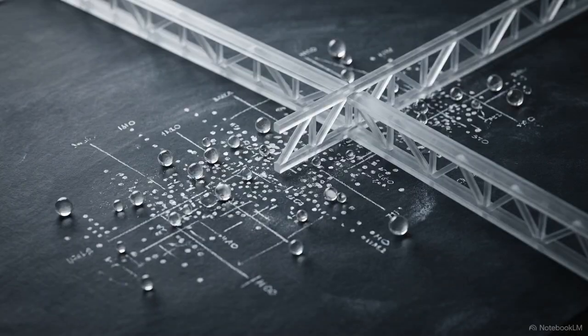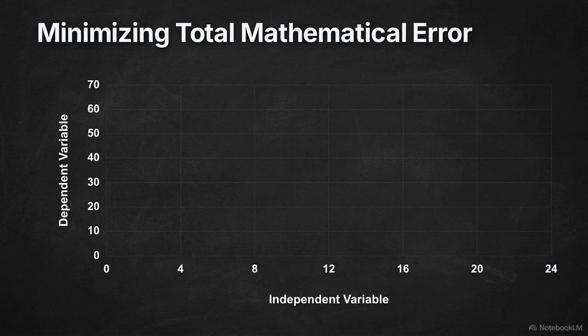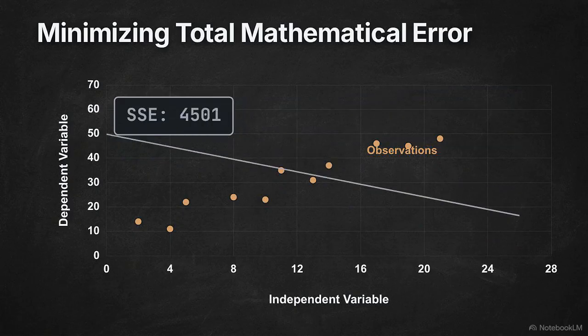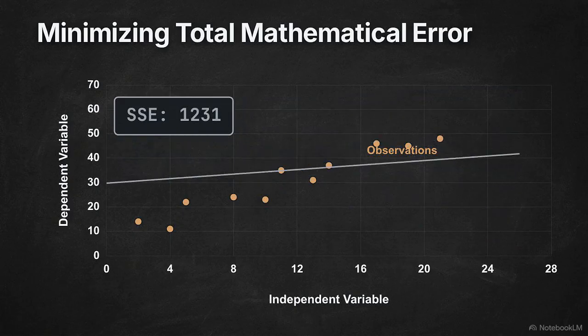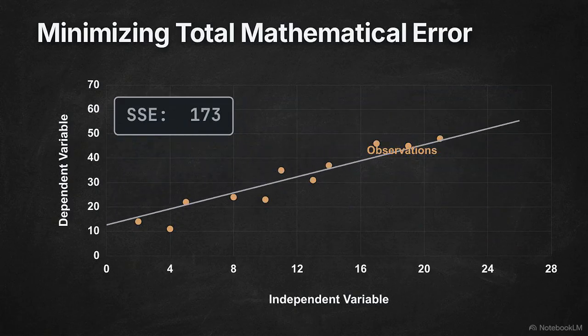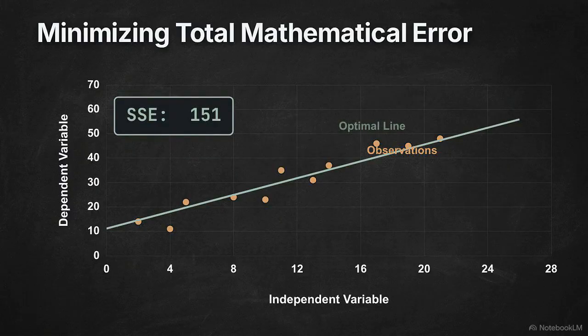In many real-world scenarios, however, we aren't just choosing between two neatly pre-selected guesses. The true power of the sum of squared errors comes when we use calculus to automatically tune our slope and intercept, hunting for that singular, unique line that strictly pushes the total error down to its absolute mathematical floor.